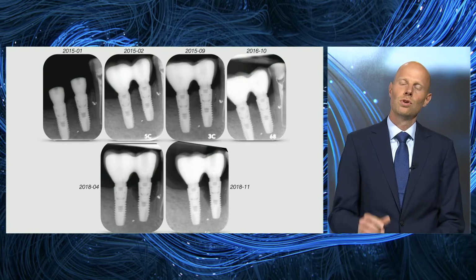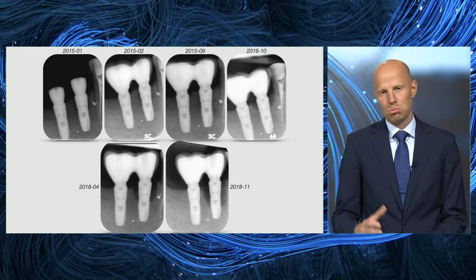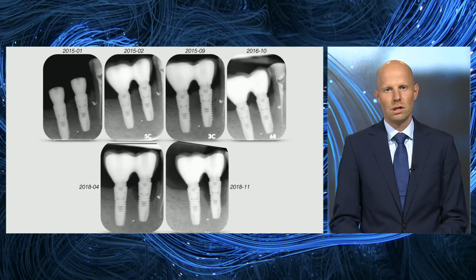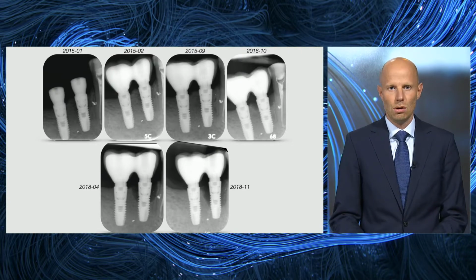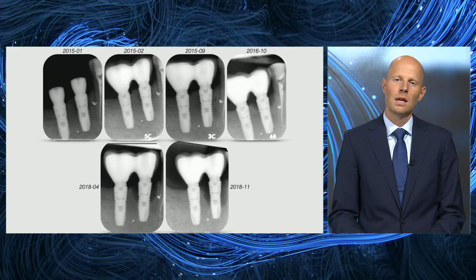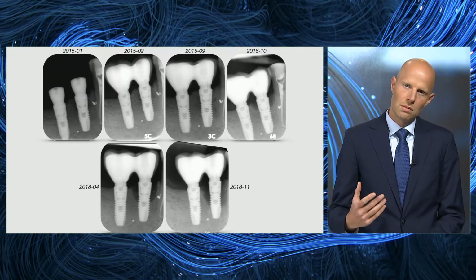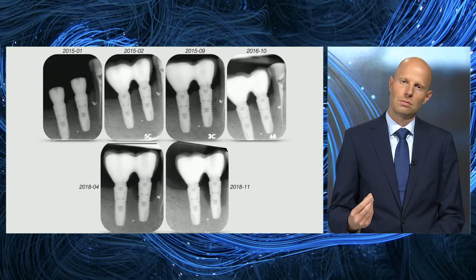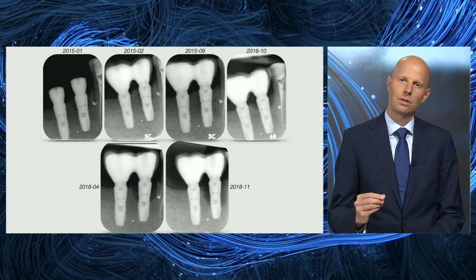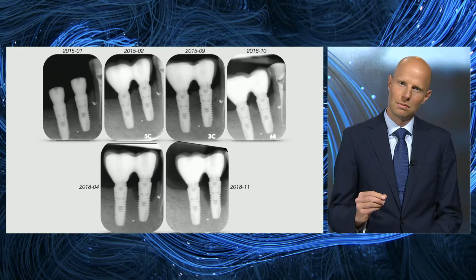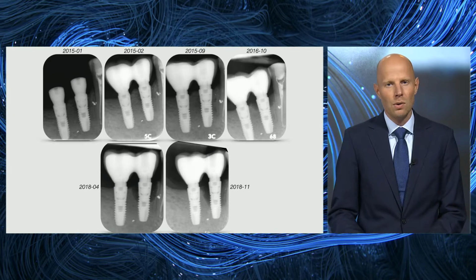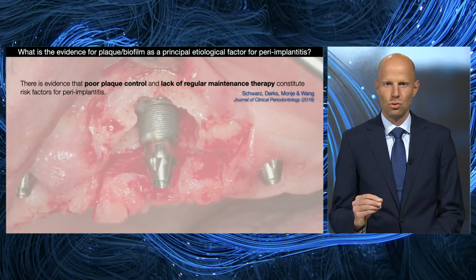Before we move on to discussing both prevention and treatment of peri-implantitis, we have to address the etiology of the problem. What causes peri-implantitis? I will give you an easy and straightforward answer, because in our mind, the etiological factor is plaque. It's the bacterial biofilm that causes the problem. Now, how can I argue that this is true?